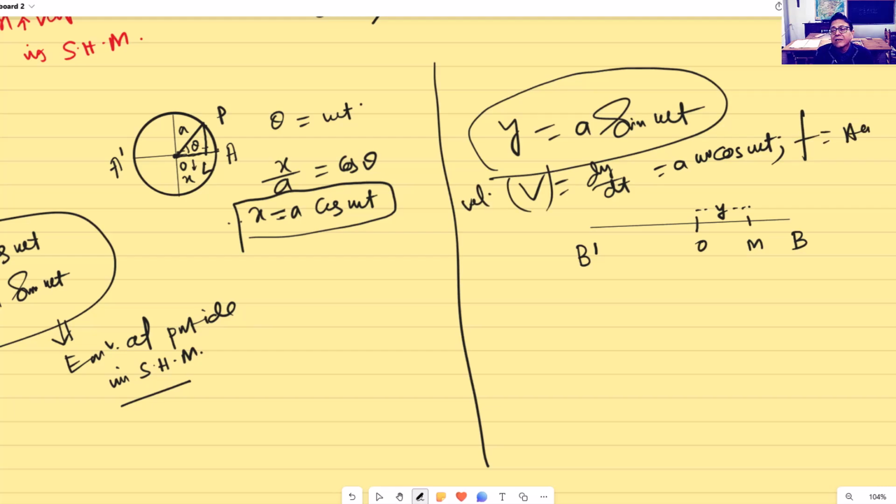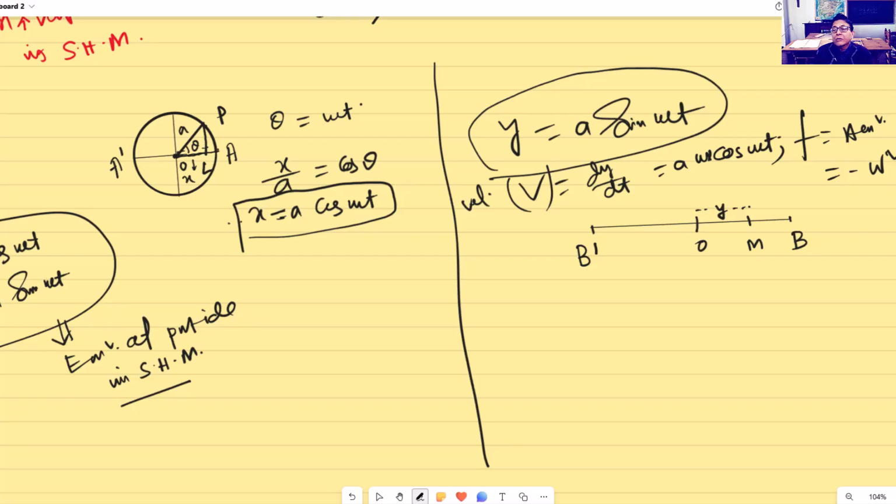F is the acceleration, which is given by minus omega square into y. Minus indicates that it will be directed towards the mean position. Now, let us discuss the position, the oscillation here. Particle going from, say, O towards B. Then, is the velocity of the particle gradually increasing or decreasing? That we have to discuss. Is acceleration increasing or decreasing? That also we have to discuss.